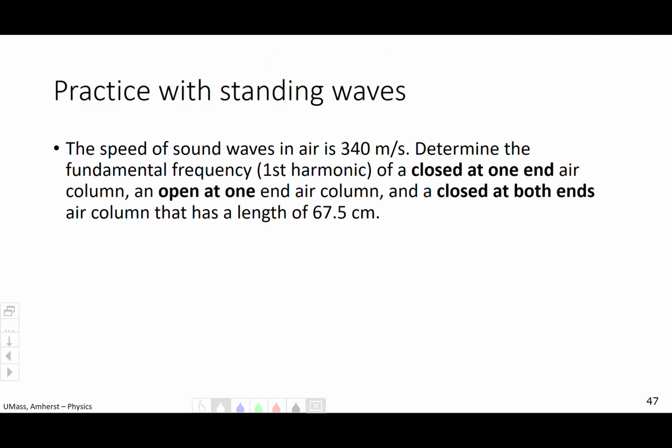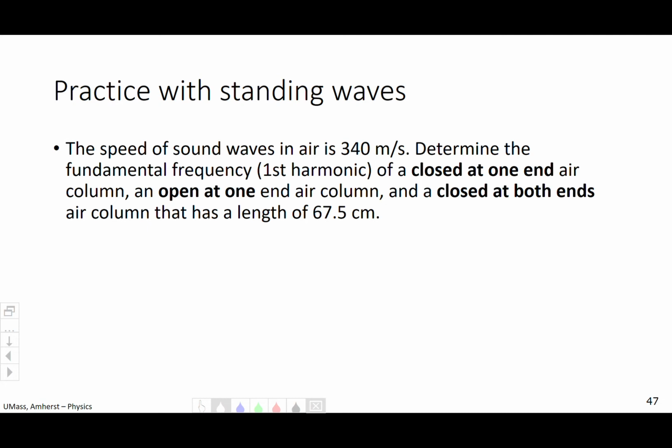So let's practice with standing waves. The speed of sound in air is 340. Determine the fundamental of a closed at one end air column, an open at one end, and a closed at both ends. So the very first part of this, why don't you give it a shot, take a pause, see if you can draw it.